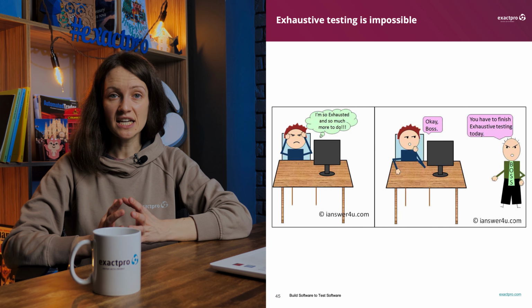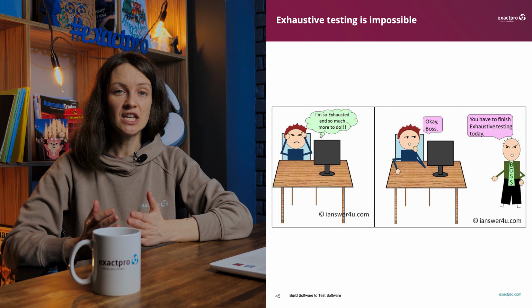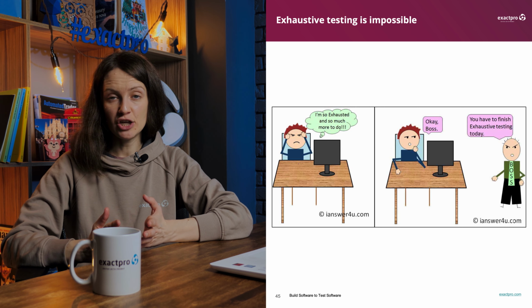Principle 2 states that exhaustive testing is impossible. We cannot check all possible scenarios and execution paths.